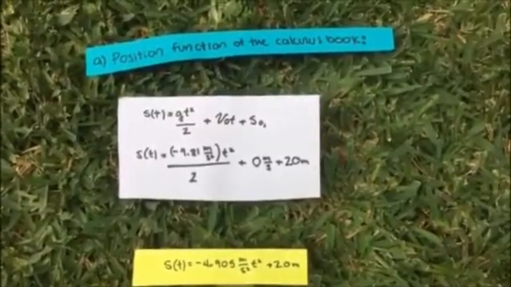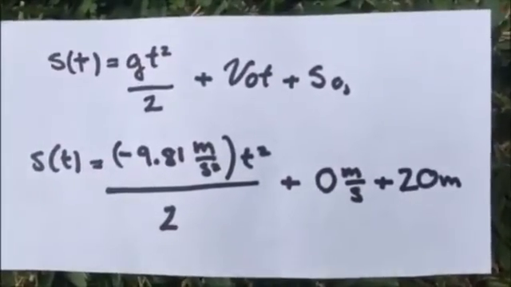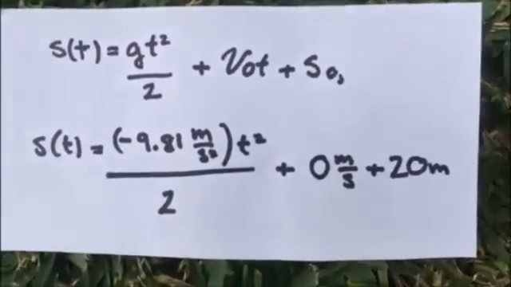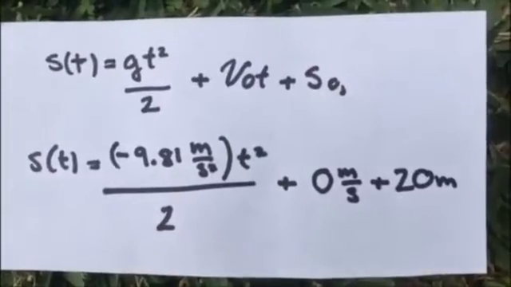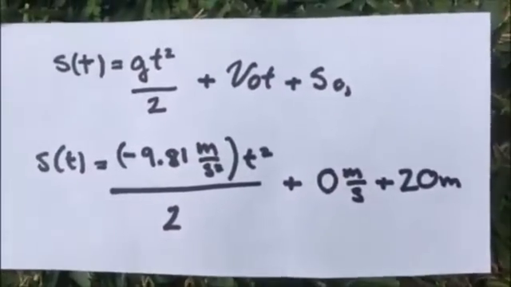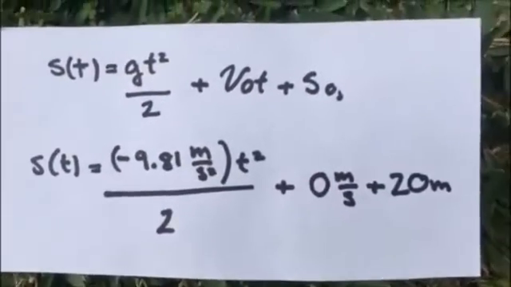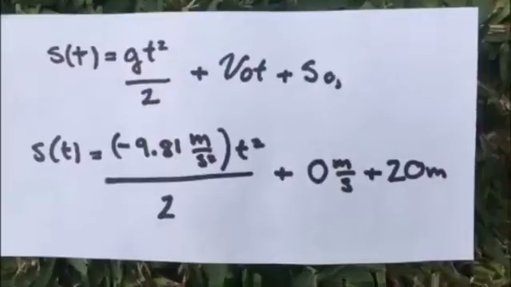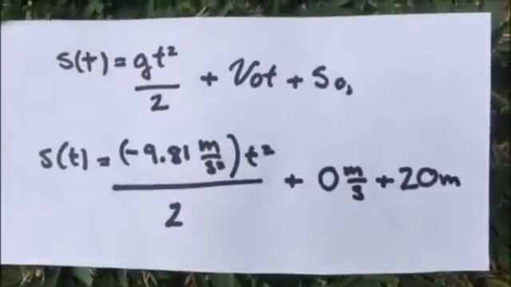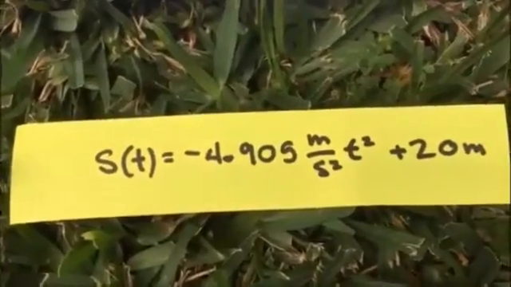So what we first need to do is to define the formula of the position function, which is S of t equals gravitational acceleration times time squared over 2 plus initial velocity plus initial height, and then we substitute the values, which gives us as a result a position function of minus 4.905 meters per second squared times time squared plus 20 meters.